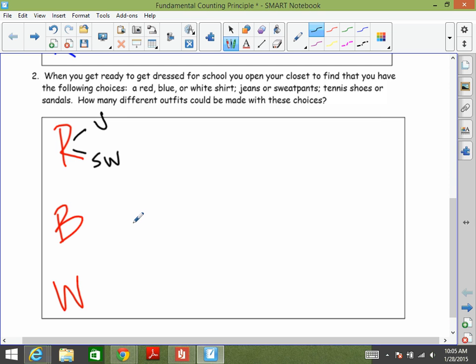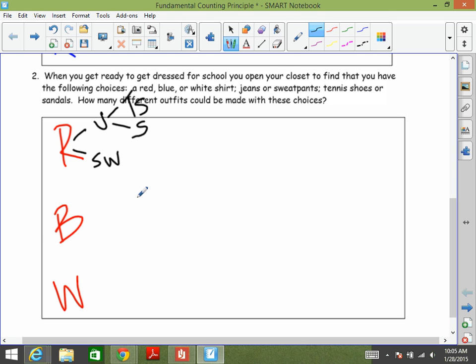What am I missing? The shoes. Let's say I do red shirt, jeans, and then what kind of shoes? Tennis shoes. What's the other kind of shoes? I could do red shirt, jeans, and then sandals.